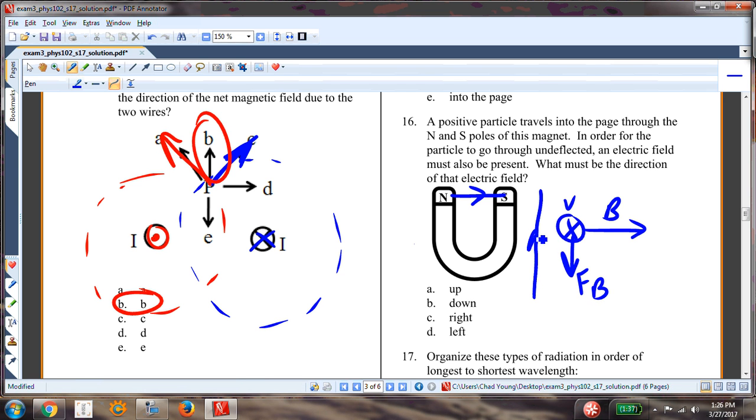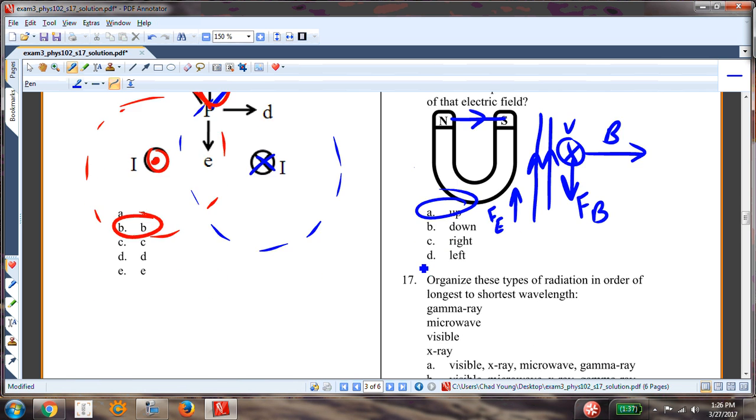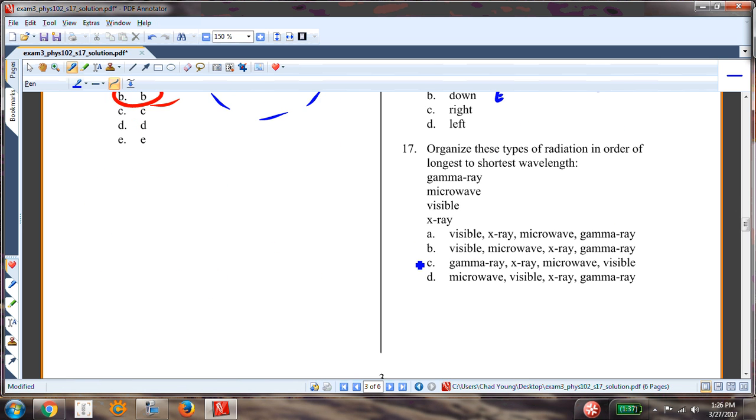That means I have to have an electric field which gives us an electric force that is up. And so the electric force and the electric field for a positive particle are in the same direction, so 16 is A. Organize these in order of longest to shortest wavelength. All right, microwave has the longest, followed by visible, followed by X-ray, followed by gamma ray. So microwave, visible, X-ray, gamma ray.